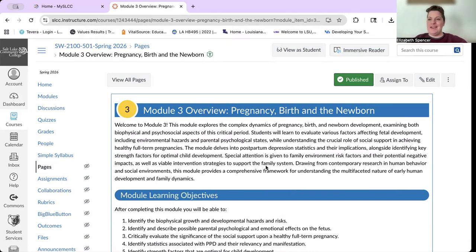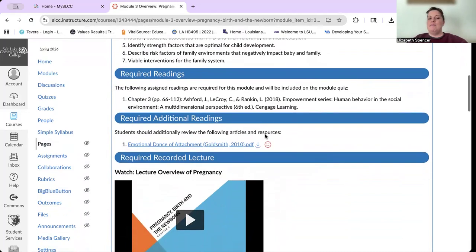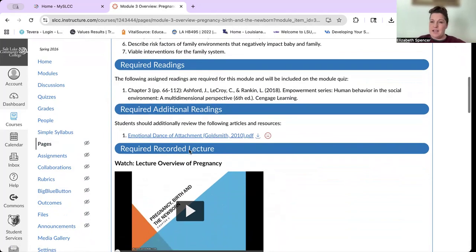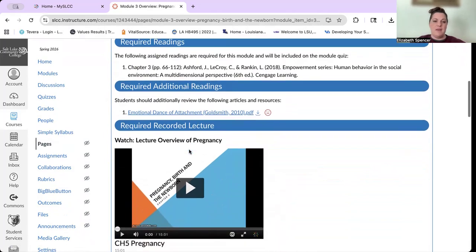So we're going to be looking at pregnancy, birth, and newborn this week. The main points are you need to be reading Chapter 3 of your textbook. There is an additional reading, but I would focus on that textbook first. This additional reading just gives you a little more depth into that parent-child relationship and how attachment develops and works.